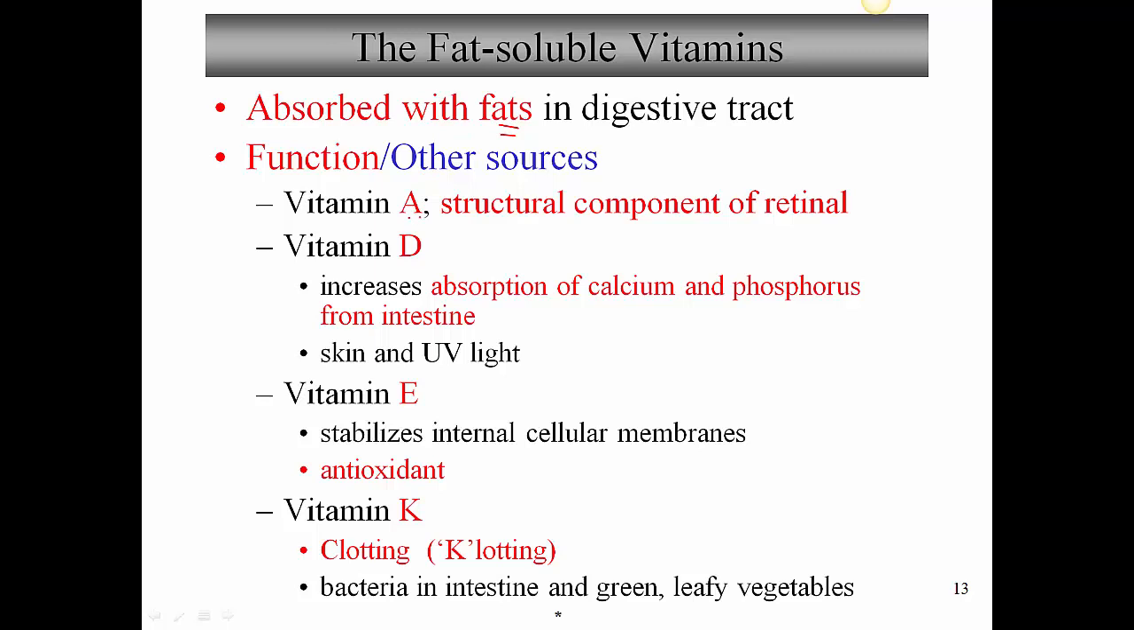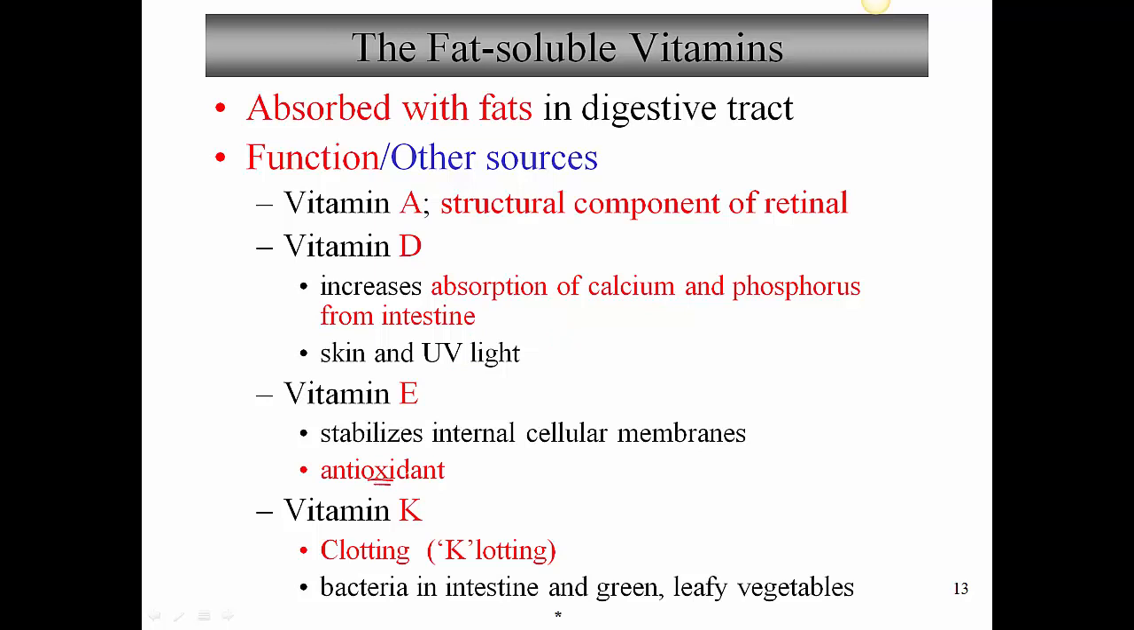Now, what about the functions of these fat-soluble vitamins? Vitamin A is a structural component of retinal. If you remember from Anatomy and Physiology 1, we talked about this as being a component in rhodopsin in the eyes. So a deficiency of vitamin A, you might suspect, leads to night blindness. Vitamin D increases absorption of calcium and phosphorus from the intestine. We've talked about this a number of times through the course. So any deficiency in vitamin D would lead to maybe an osteoporosis or any condition where we have a decreased calcium. Remember that vitamin D can also be produced from the skin under the influence of UV light. There are cells in the epidermis of the skin that can produce vitamin D when UV irradiated.